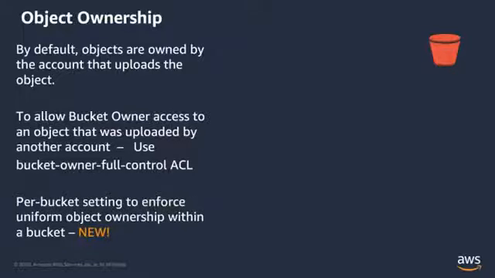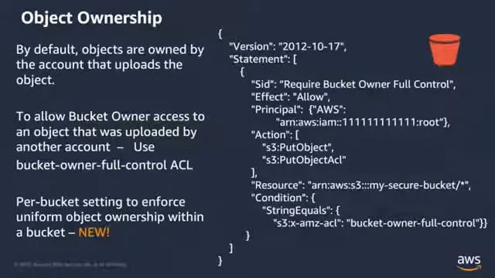Until now. On October 2nd, 2020, S3 released a new per bucket setting that enforces uniform object ownership within a bucket. With this setting enabled, objects uploaded from another account with the bucket owner full control ACL will be owned by the bucket owner. Because this setting changes the behavior seen by the account that's actually doing the uploading, the put request must include the bucket owner full control ACL. So we recommend that you use a bucket policy that requires inclusion of this ACL. Here is just such a policy.